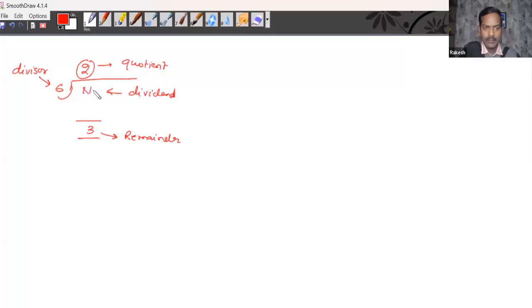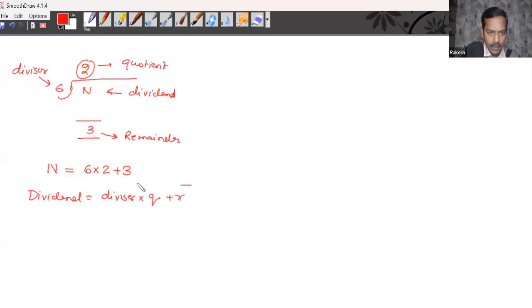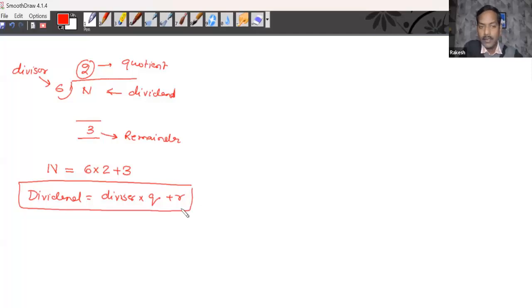Let me assume it to be n, because n is a variable. Can we identify n if I know the divisor, quotient and remainder? The answer is yes. How? This value n, which is the dividend, should be equal to 6 multiplied by the quotient plus the remainder. What happens is that dividend is equal to divisor multiplied by the quotient plus the remainder. This is the relationship between dividend, divisor, quotient and remainder.